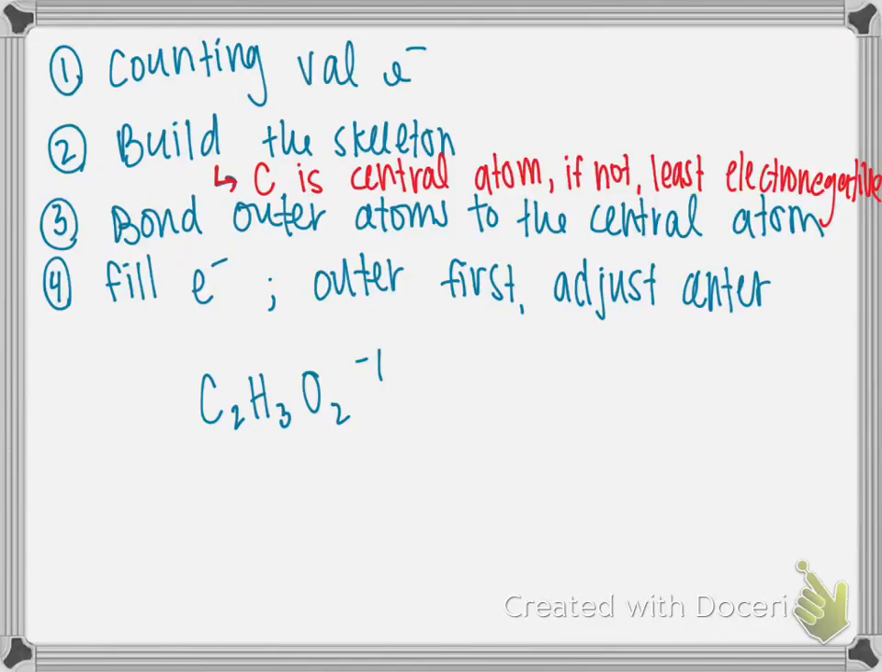Step one, by counting our valence electrons here, what has to happen with that -1 charge? It has to go on the outside. Okay, we will put it on the outside, but what happens when we count our valence electrons? We have to add one more electron, right? That negative charge tells us we have an extra electron.